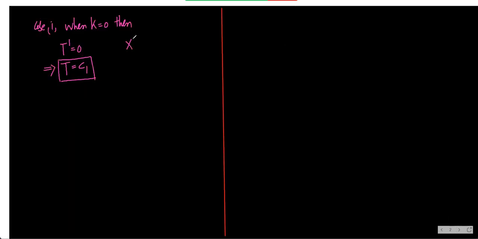X double dash is equal to 0. Now this implies if you integrate, you will get x dash is equal to some constant. Don't take C1, already C1 is over, take C2. This implies if you integrate one more time, you will get x is equal to, since x is a function of x, C2 of small x plus another constant after integrating. That constant will be called C3.